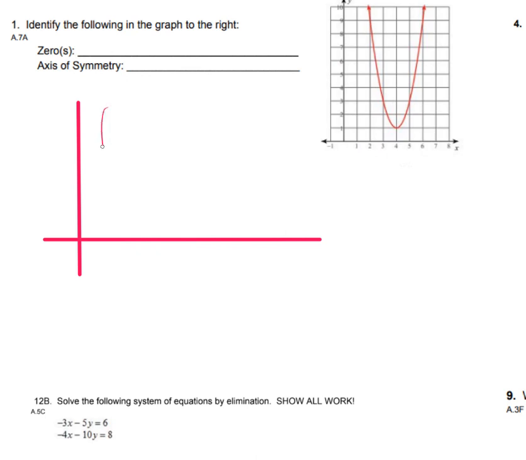I'm sorry, let me try that again. Okay, let's just say that's better. No, that's worse. Alright, so let's say that's it. Okay, so if this was my parabola here, that's a little bit better.